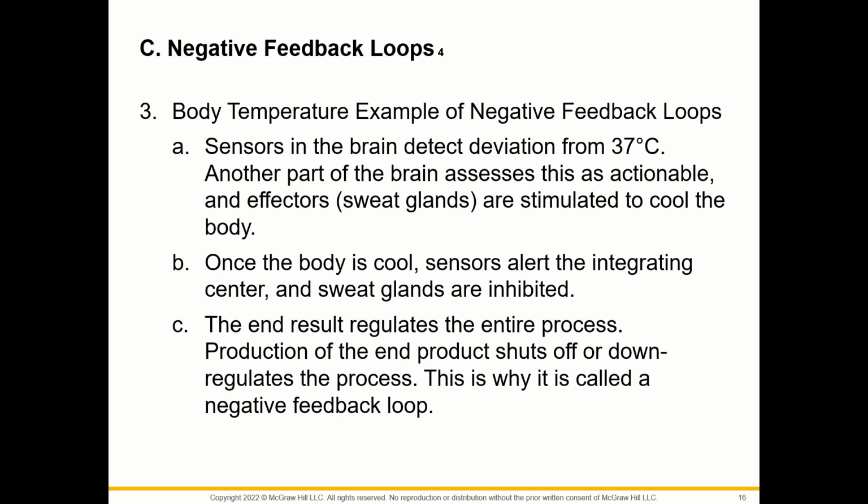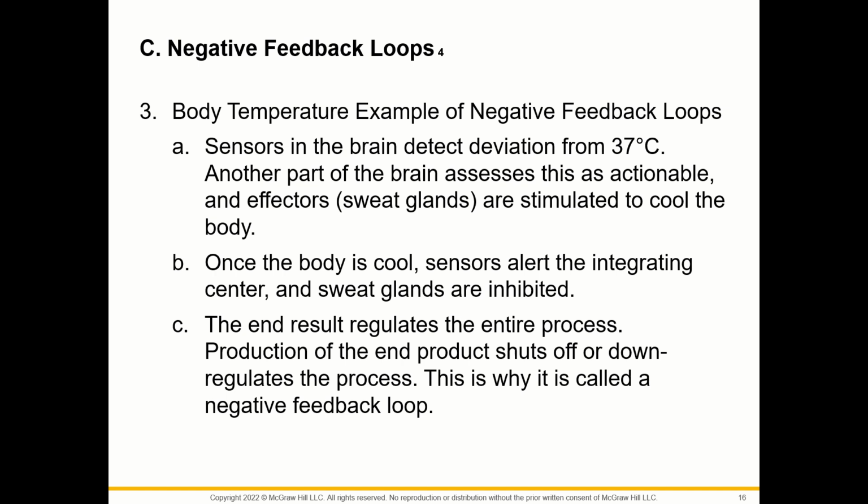Here's another example of a negative feedback loop that is usually given in an anatomy and or physiology course. Body temperature. So sensors in the brain will detect the deviation from 37 degrees centigrade, which is our normal body temperature. Another part of the brain assesses this as actionable, and the effectors, which are sweat glands in this case, are stimulated to cool the body. Once the body is cool, sensors alert the integrating center and sweat glands are inhibited.